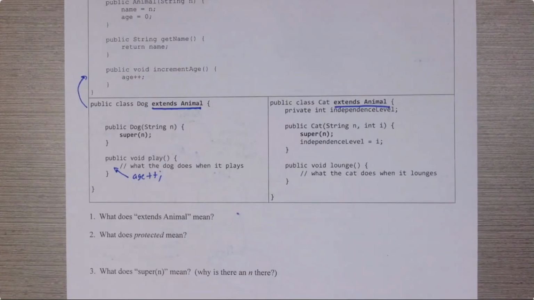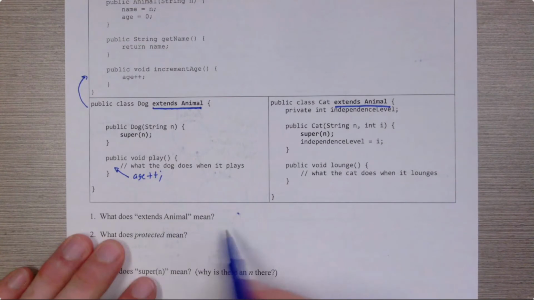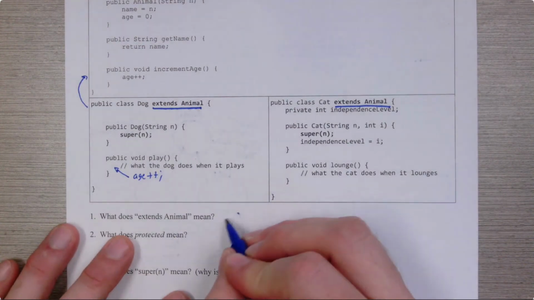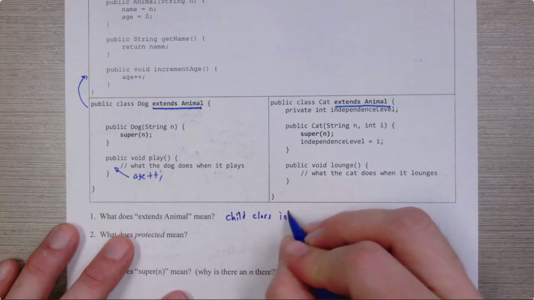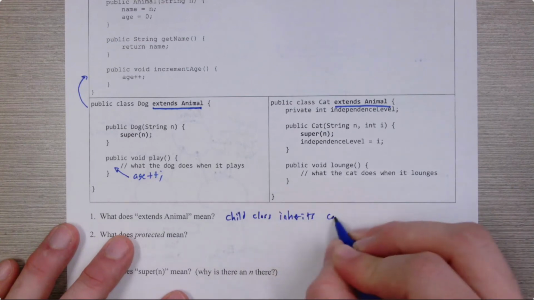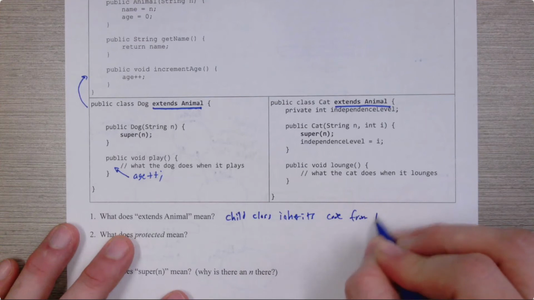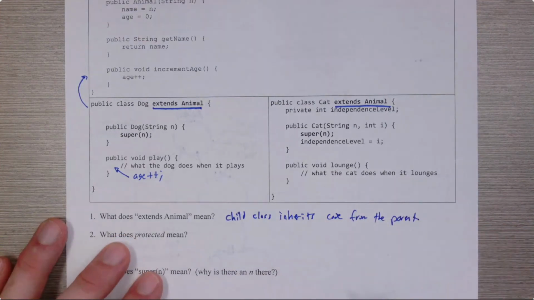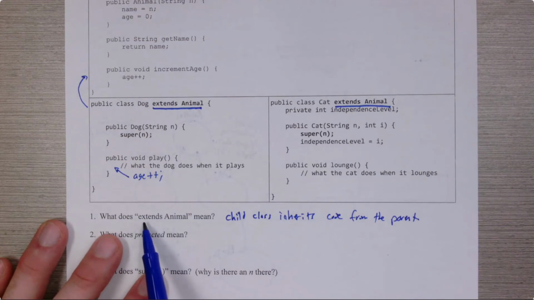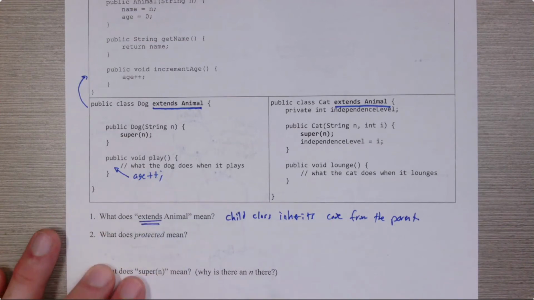Okay, so what exactly does extends animal mean? What extends animal means is that your child class inherits code from the parent. And I think a great way of thinking about it is like your class is an extension of the other class. The definition extends the other class.